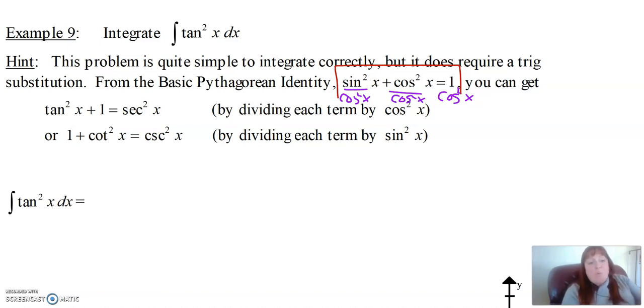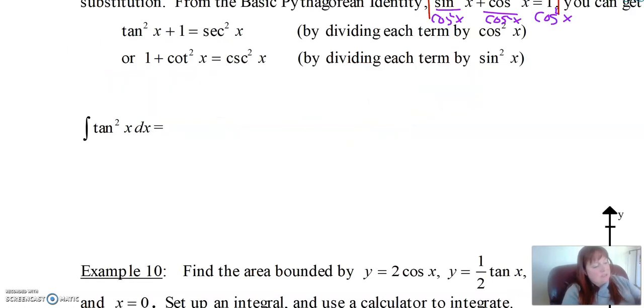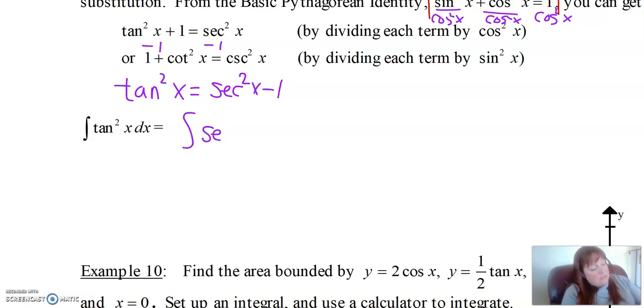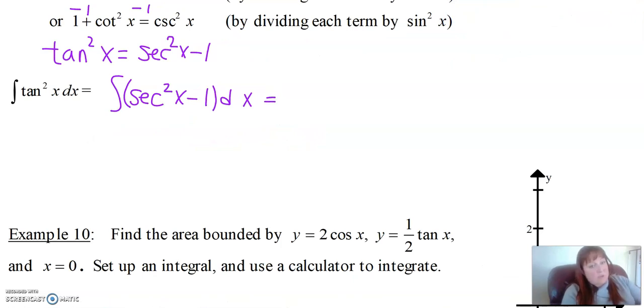So we can now replace tangent squared with secant squared minus 1, because if I subtract 1 from both sides, I get that tan squared x equals secant squared x minus 1. And I know an integral that has secant squared x in it, so I can use that. This is the integral of secant squared x minus 1 dx. Now let's integrate that. The integral of secant squared is tangent x, and then the integral of 1 is x, plus c. That's it. That was so easy, right?